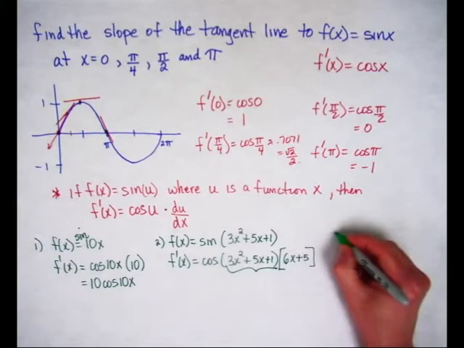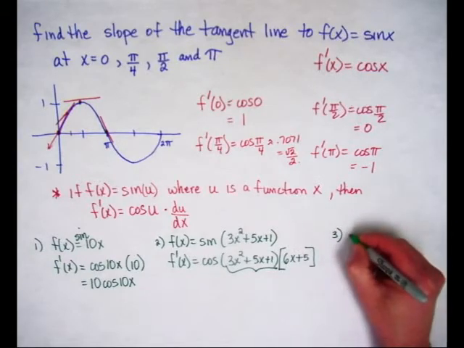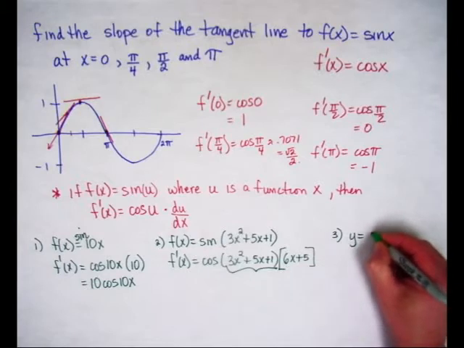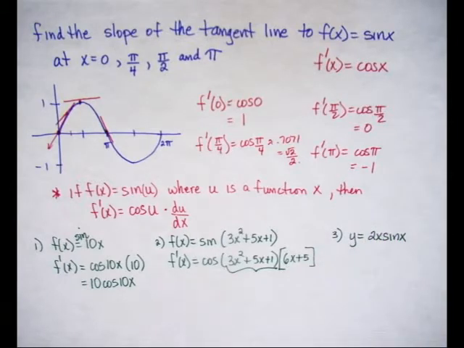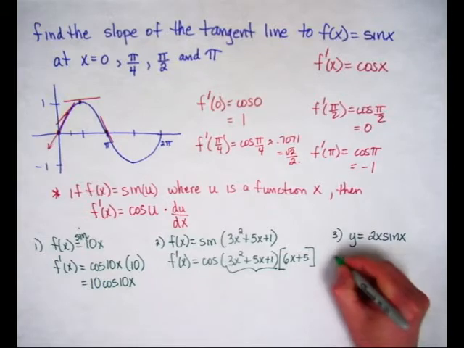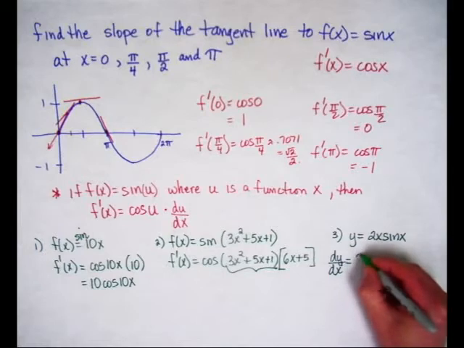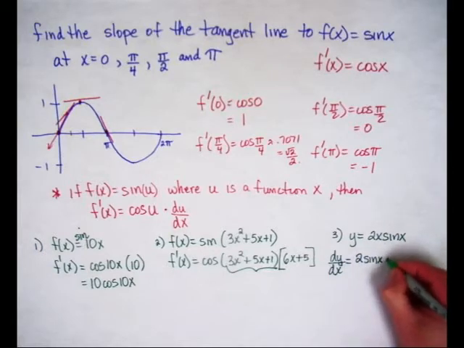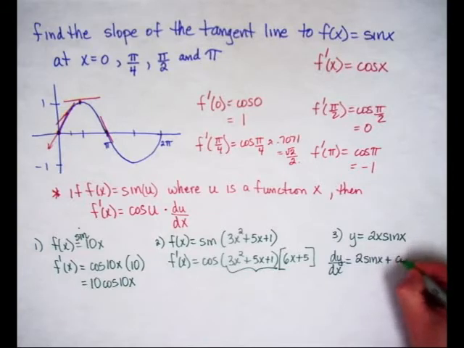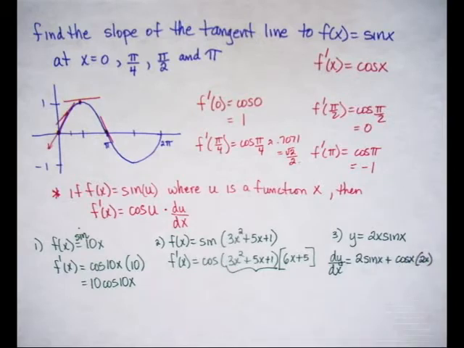Obviously, the rules that we've studied earlier also apply. So if you had something like y equals 2x sine x, now we've got a product of two functions. We have a linear function 2x being multiplied by the trig function sine x. So the derivative dy dx would be the derivative of 2x, which is 2, times sine x, plus the derivative of sine x, which is cos x, times 2x.